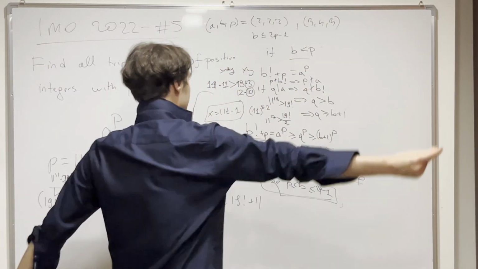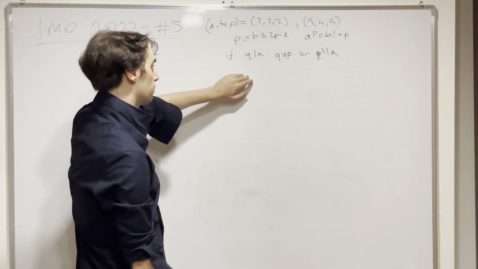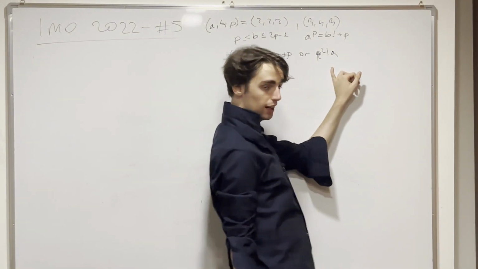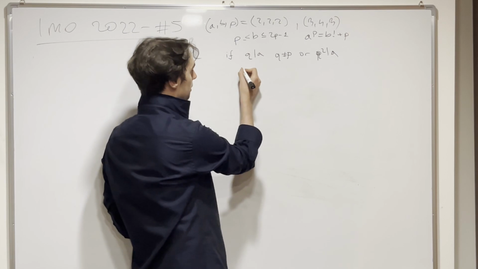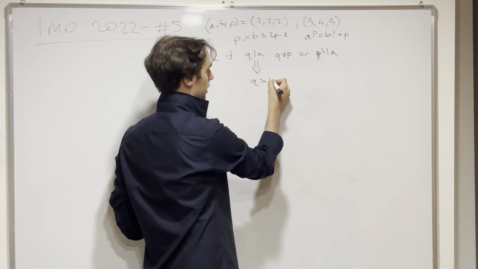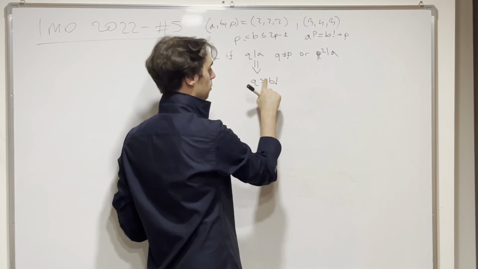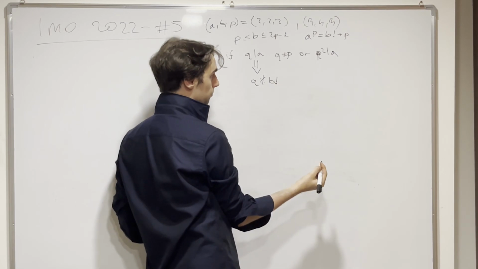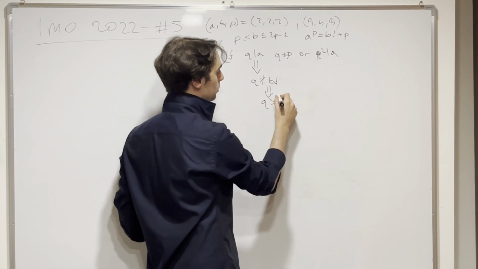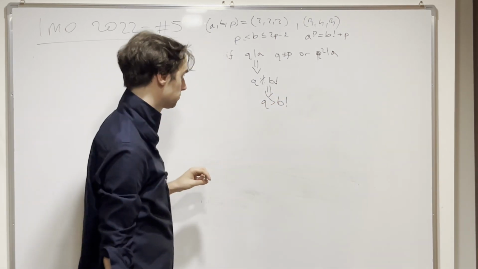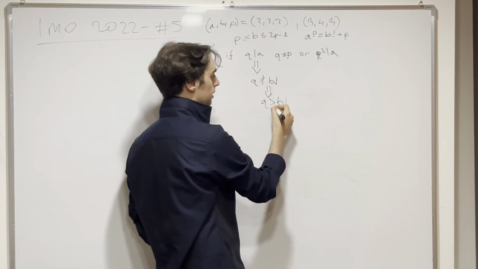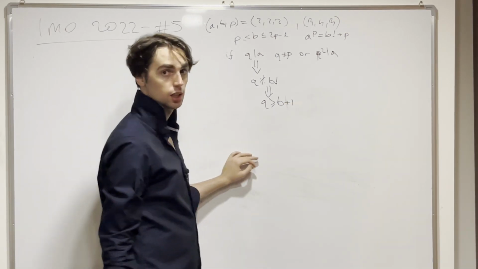So the next step that we're going to go to: if q divides a and q is not equal to p, or p squared divides a, what do we have? Well, if this is the case, this implies that q needs to be greater than b. q cannot divide b factorial. And so from here, q is strictly greater than b, and because it's strictly greater than b, it's greater than or equal to b plus 1.